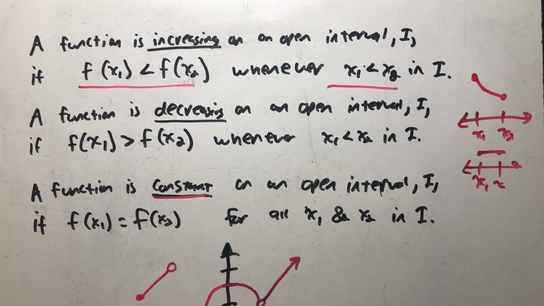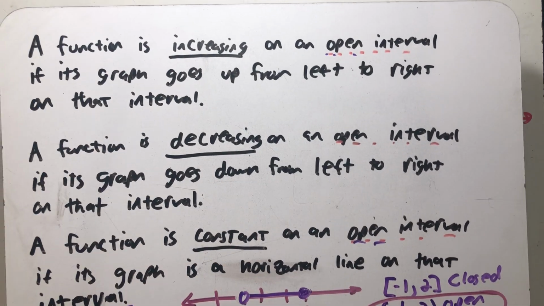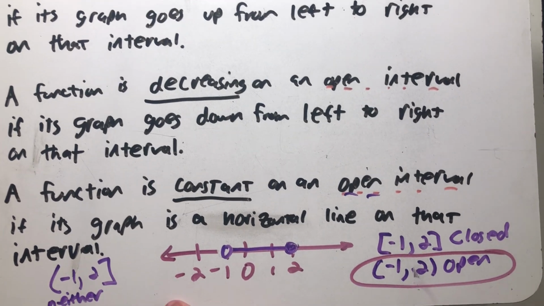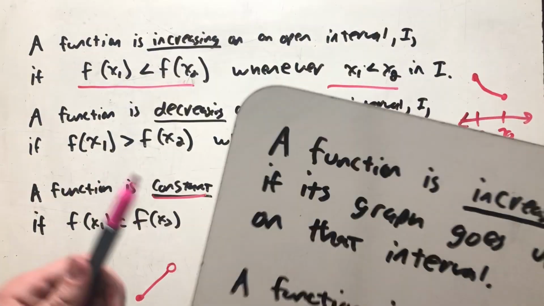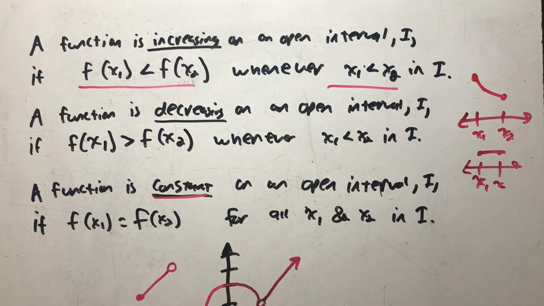All right, so these are the formal definitions, and they are nice to see and nice to use, and they will come up from time to time, but I never want us to forget the intuitive ideas that we had first, because they will always help us identify these intervals we're looking for. Increasing functions go up from left to right, decreasing go down from left to right, and constant functions are horizontal lines. So on open intervals, we go up, we go down, or we're constant.